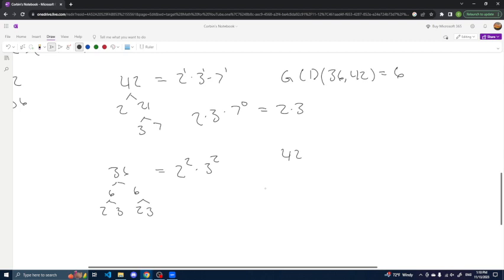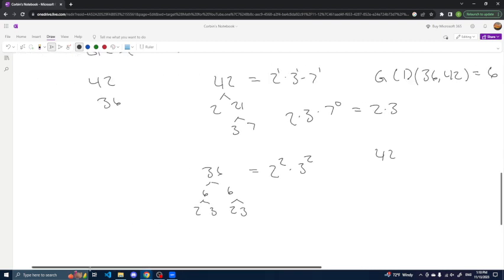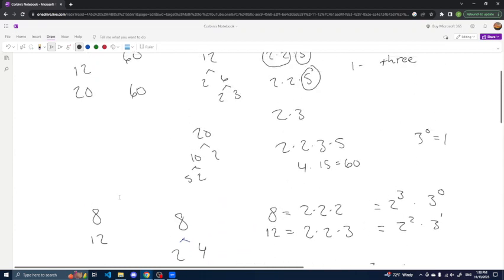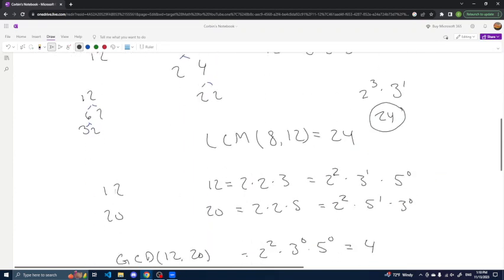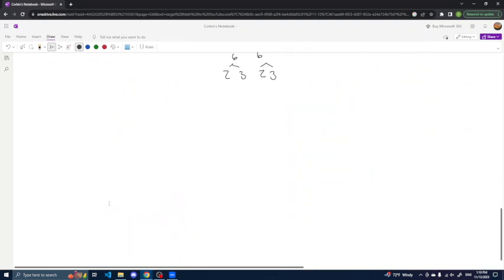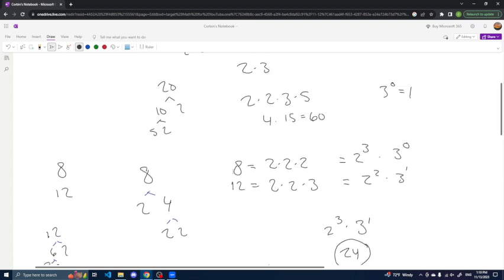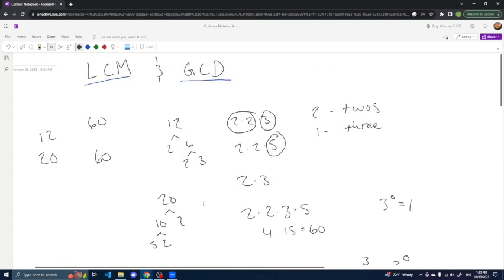And so our greatest common divisors and our least common multiples become really helpful whenever we are doing fractions, especially adding, subtracting, multiplying, all that fun stuff. And if you know how to do this kind of stuff right here, it makes simplifying fractions a lot easier as well. And we'll do videos on that in the future.